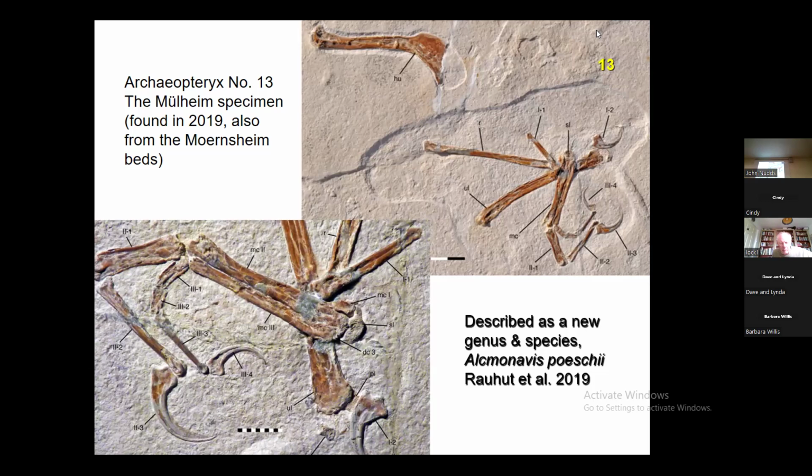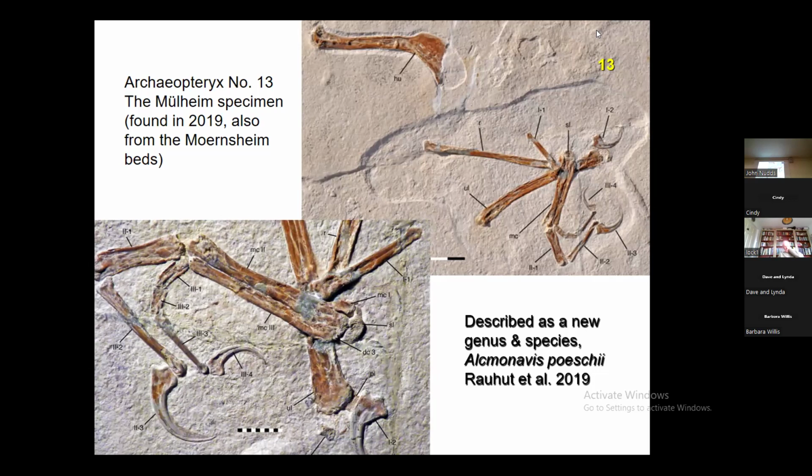Although that's now been given a different name, they're still all known by their Archaeopteryx number. So we still call this Archaeopteryx number 13, even though it's now a different genus. So they've come slightly later, 500,000 years later, and showing a little bit of evolution towards better flight.